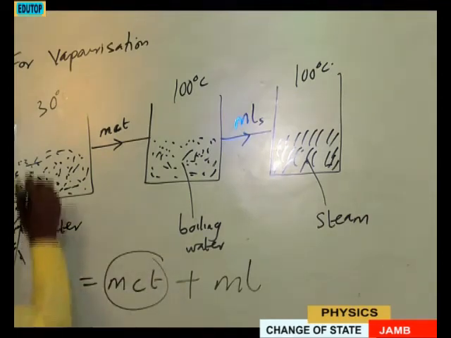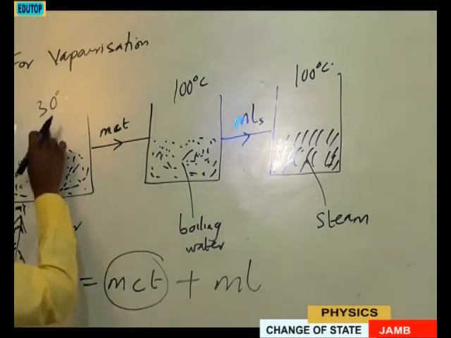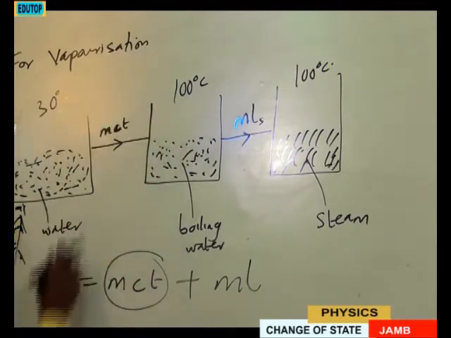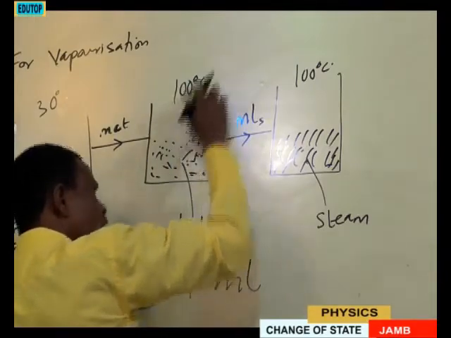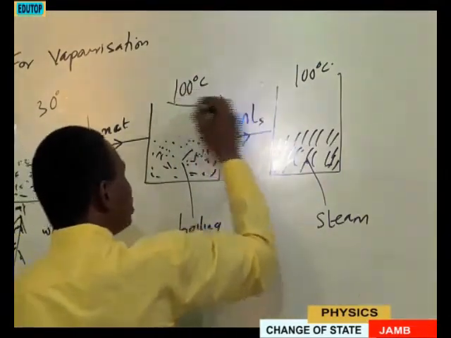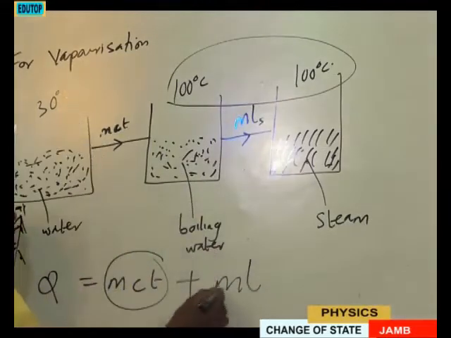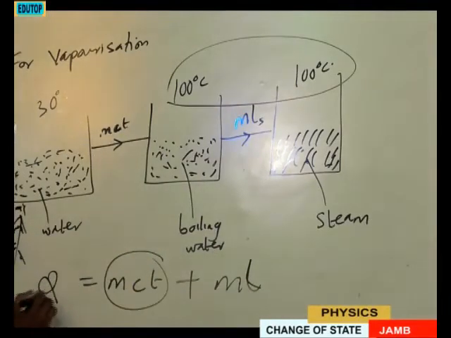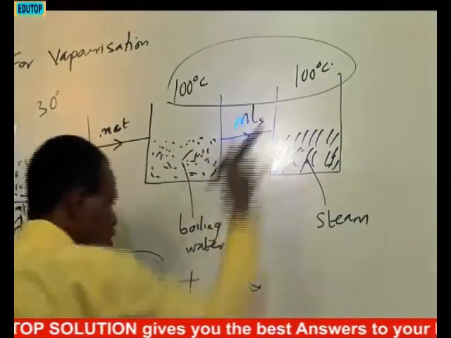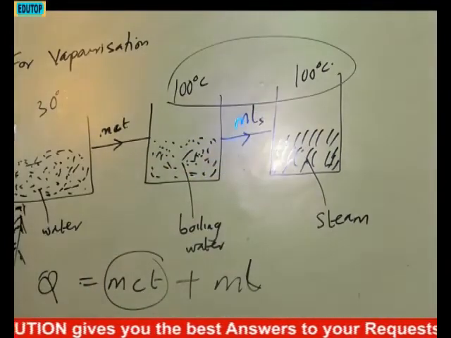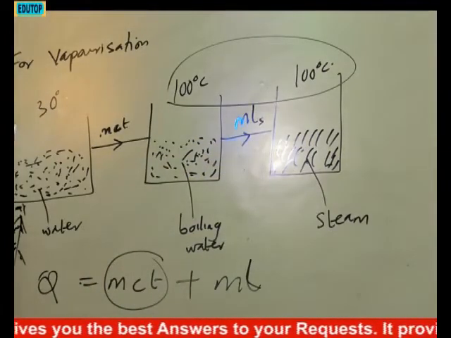mCT, when the water changes from 30 degrees Celsius to 100 degrees Celsius, you still have this. But by the time it now gets from boiling to steam, the temperature still remains the same. We have mL, and that will be the total heat or quantity of heat that will change these substances from this stage to this stage. And that is what we are talking about.